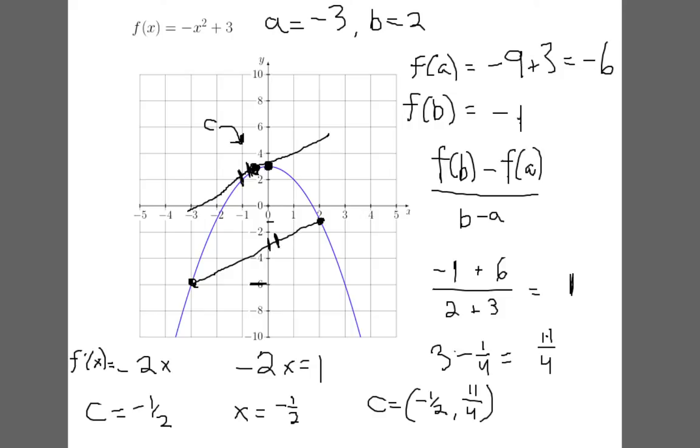So that's the general strategy for the mean value theorem that gives us a point on the graph. We'll have a tangent line with a slope equal to the secant line between a and b on that interval.